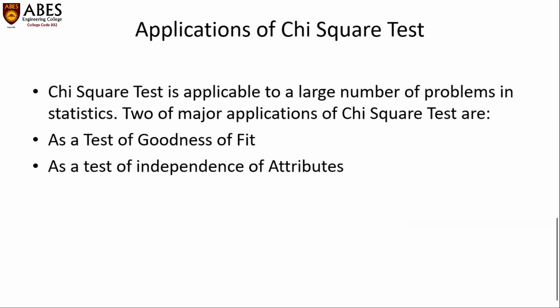Chi-square test finds its applications in a vast number of problems in statistics. However, there are two major applications of chi-square test, which we are going to discuss. And these applications are chi-square test as a test of goodness of fit and chi-square test as a test of independence of attributes.